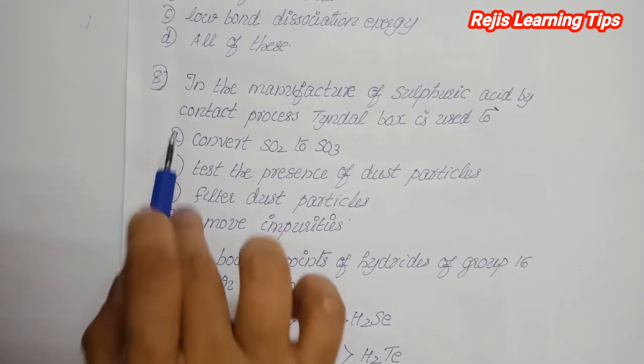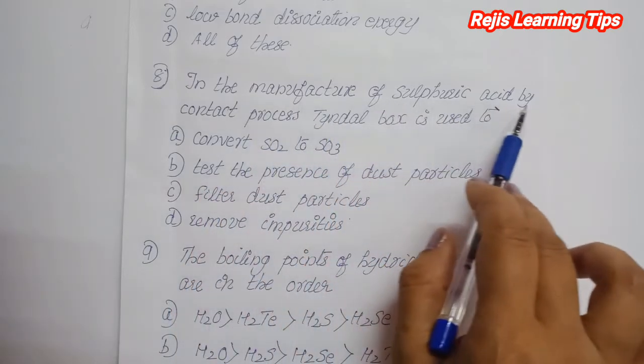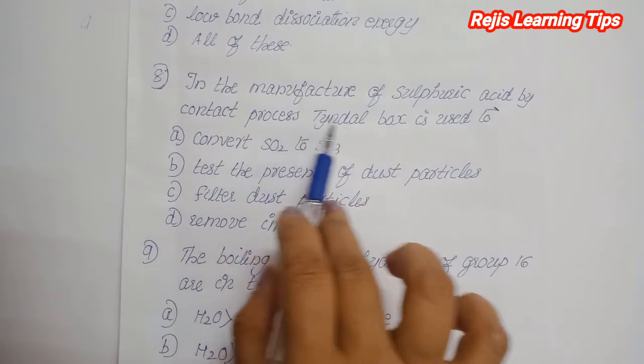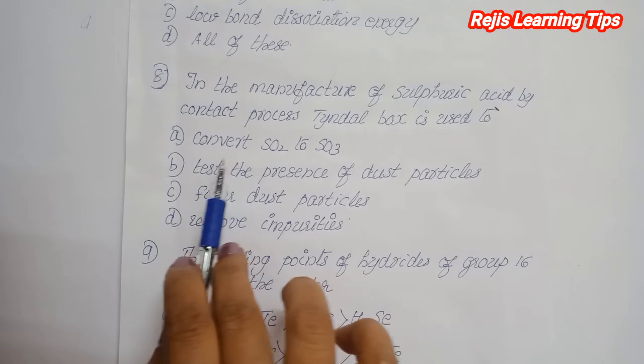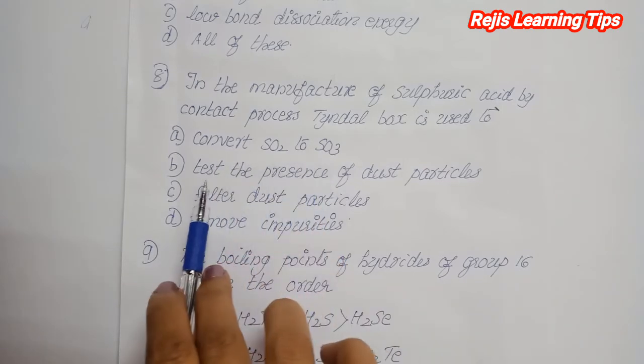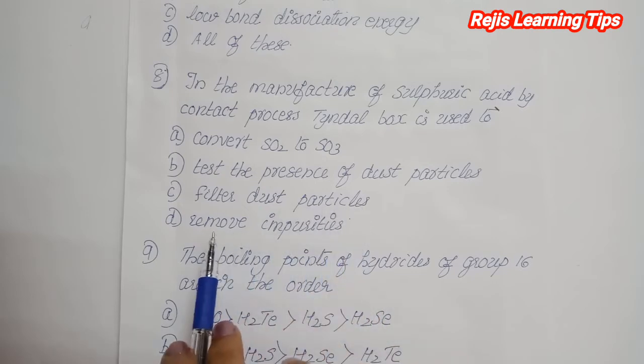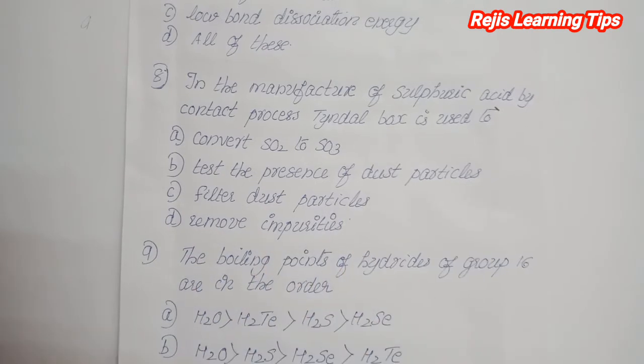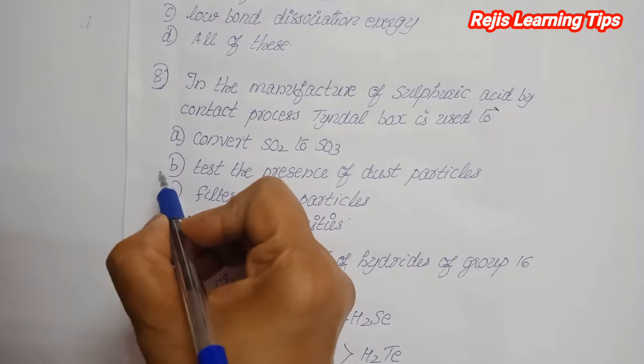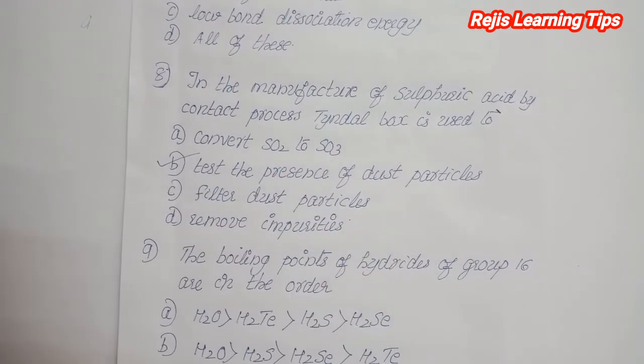Then eighth question, in the manufacture of sulfuric acid by contact process, Tyndall box is used to convert SO2 to SO3, test the presence of dust particles, filter dust particles, or remove impurities. In the manufacture of sulfuric acid by contact process, Tyndall box is used to test the presence of dust particles. So our option is B.